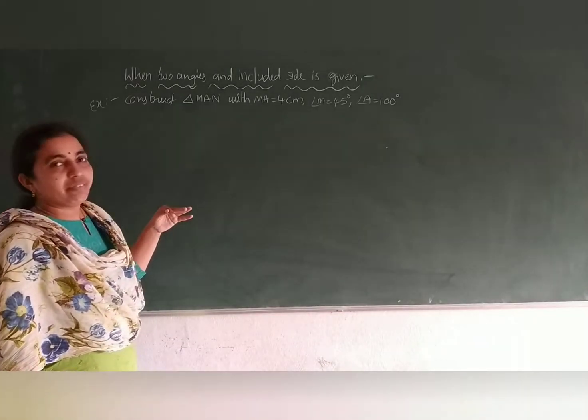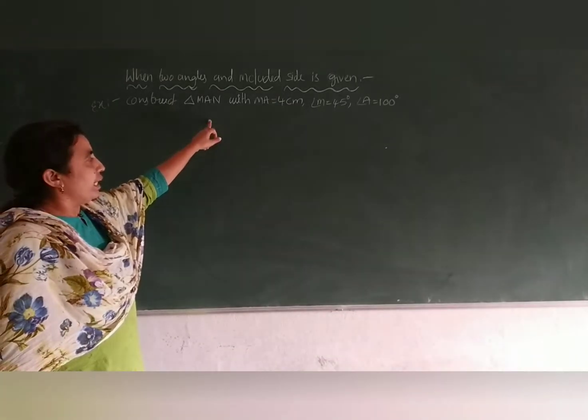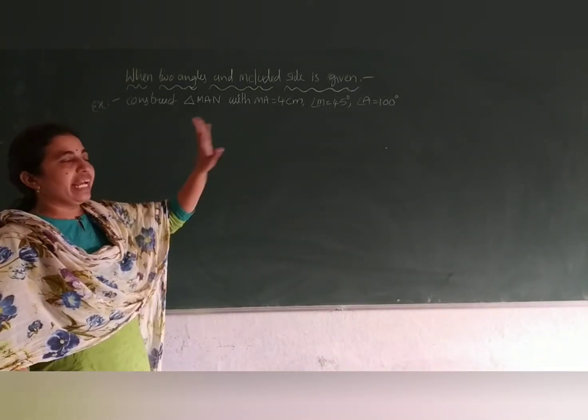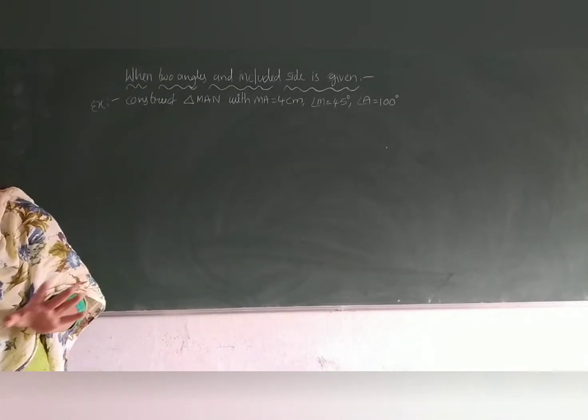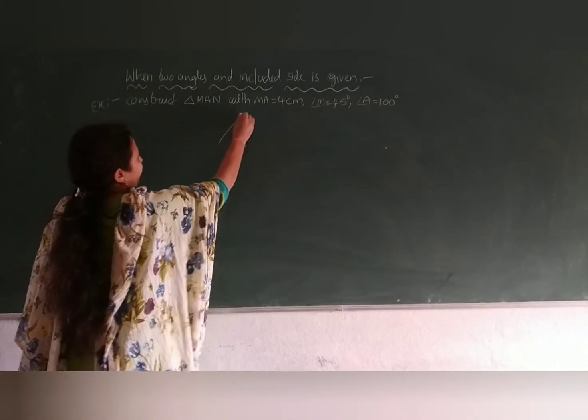For that, I have taken one example. And what is that example? Construct triangle MAN with MA 4 cm, angle M 45 degrees and angle A 100 degrees. Okay. So, again, first you draw a rough sketch or rough triangle here.